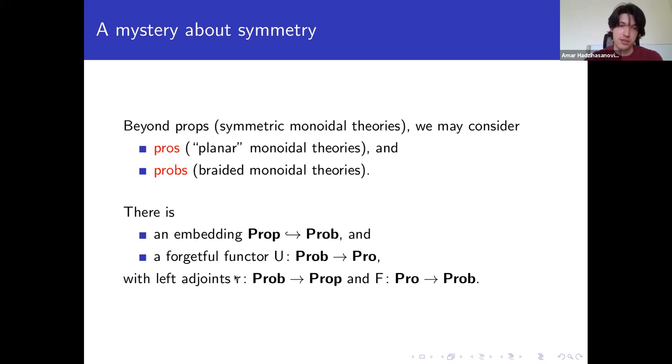We can describe this reflector R as the one that universally makes the braidings symmetric, so it identifies the braiding with its inverse with the two objects switched. Whereas this is more of a free algebra type left adjoint. This is the one that just freely adds braidings to a pro.